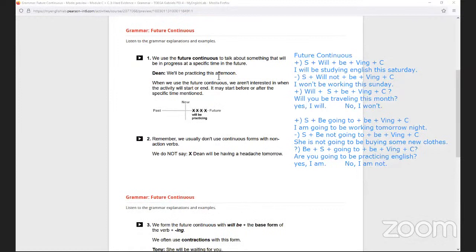When we're gonna use this future continuous, we're gonna use it to talk about something that will be in progress, but in a specific time in the future. For example, here, this Saturday, this Sunday, this month. So we have a specific time in the future, okay? For example, here, Dan says, we'll be practicing this afternoon. So we have here the specific time for future, this afternoon, okay?